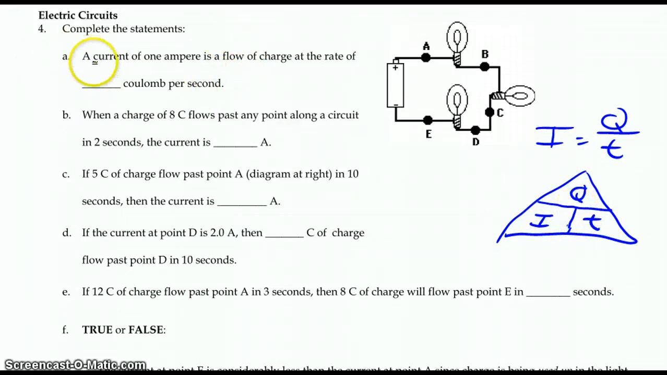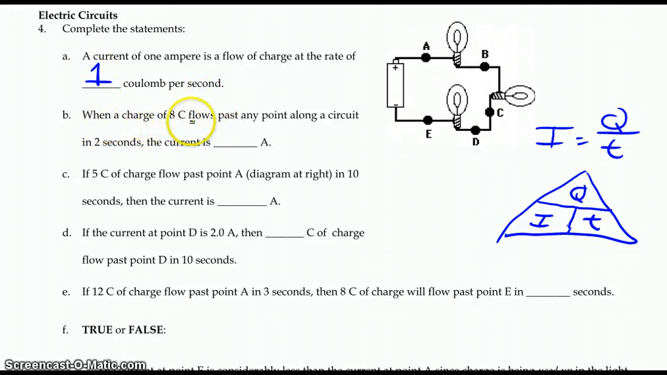Alright, so A, a current of 1 ampere is a flow of charge at a rate of how many coulombs per second? Well, 1 ampere here would be a flow of 1 coulomb per 1 second. So in that case, everything's just 1. That's the definition of an ampere.